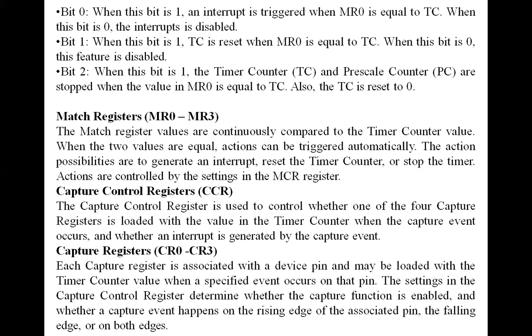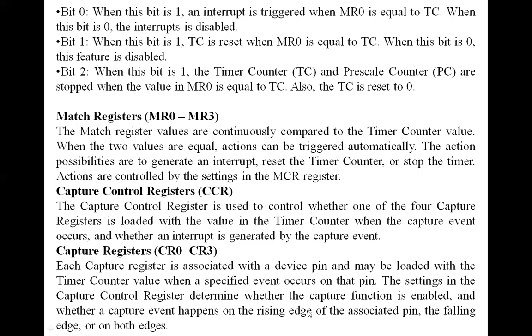Then next is the capture control register, shortly we will say CCR. The capture control register is used to control whether one of the 4 capture registers is loaded with the value in the timer counter when a capture event occurs, and whether an interrupt is generated by the capture event.